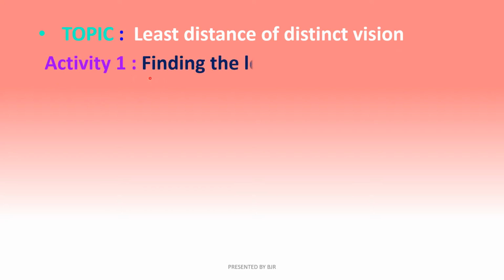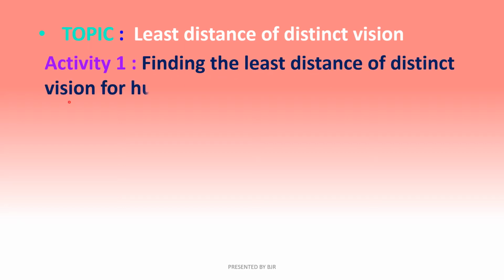Activity 1, finding the least distance of distinct vision for human eye. Here some text is written on a sheet of paper, and that sheet of paper is kept in front of a person, say A, at a certain distance. Now that sheet of paper will be moved slowly towards his eye. Now we have to check whether he reads the text on the paper clearly or not.